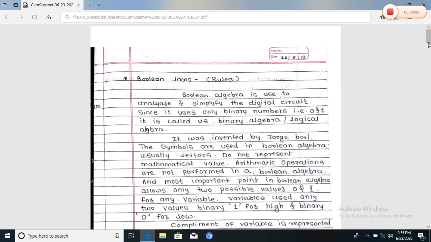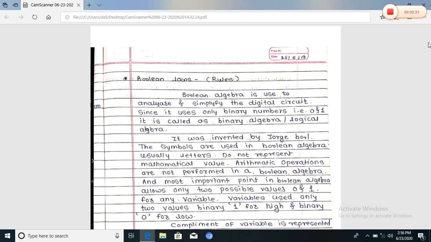Hello students, we are going to study Boolean laws today. Boolean laws, or Boolean algebra, are used to analyze and simplify digital circuits since they use only binary numbers, 0 and 1. It is called binary algebra or logical algebra. It was invented by George Boole.